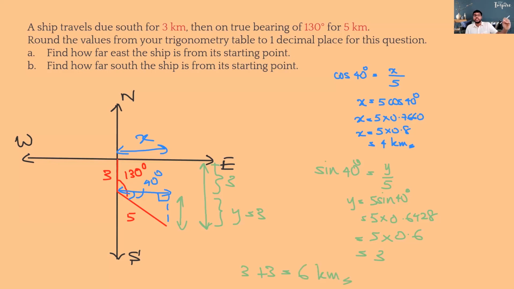So the original position of the ship was at the center over here, right? From that center, it moved 3 kilometers north and then 5 kilometers at a bearing of 130 degrees. And then from the original position, it is 4 kilometers east, x, and it is 6 kilometers south. Children, is this clear?